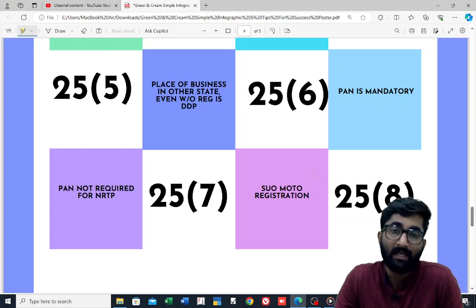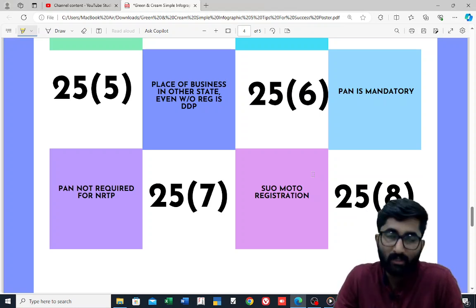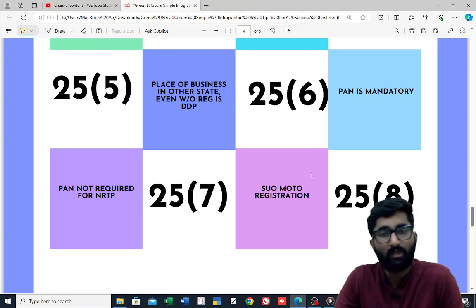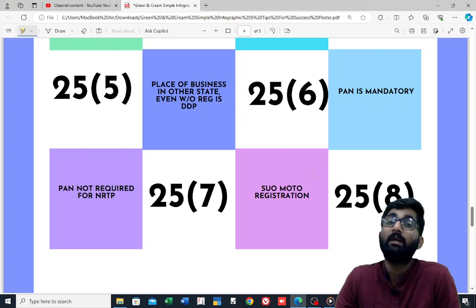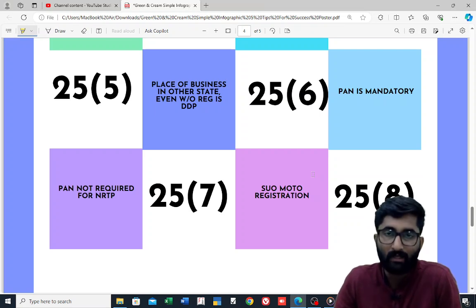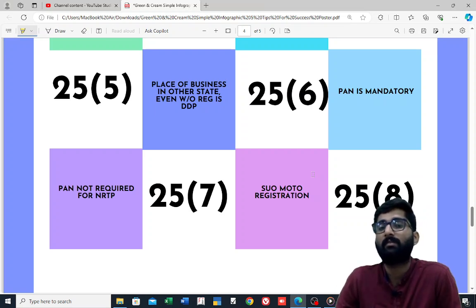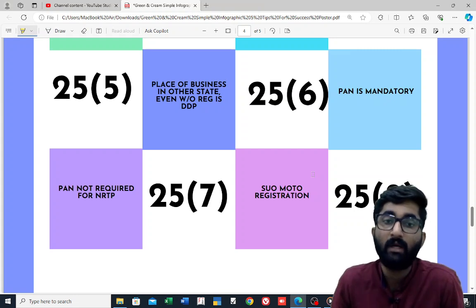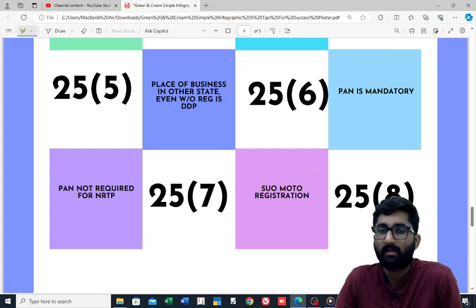Rule number 10A talks about this: once you apply for the registration, within the next 45 days or the first return, whichever is earlier, you have to submit your bank account number. If you fail to give the bank account number within that stipulated time, then the registration will stand cancelled as per section number 29, which we have discussed. This is about section number 25, rule number 10A. Later we discussed some other rules also.